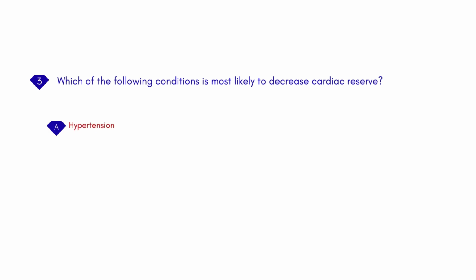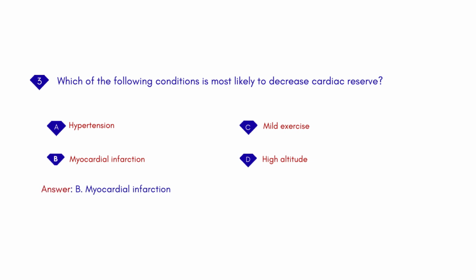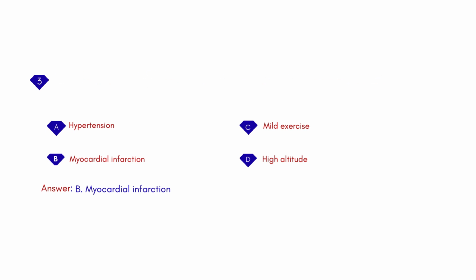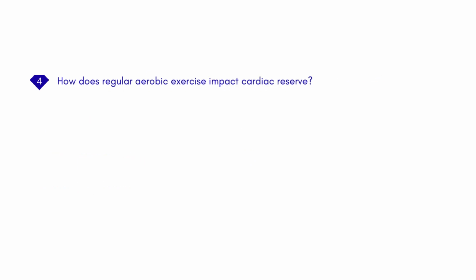Which of the following conditions is most likely to decrease cardiac reserve? A. Hypertension. B. Myocardial infarction. C. Mild exercise. D. High altitude. Answer: B. Myocardial infarction.